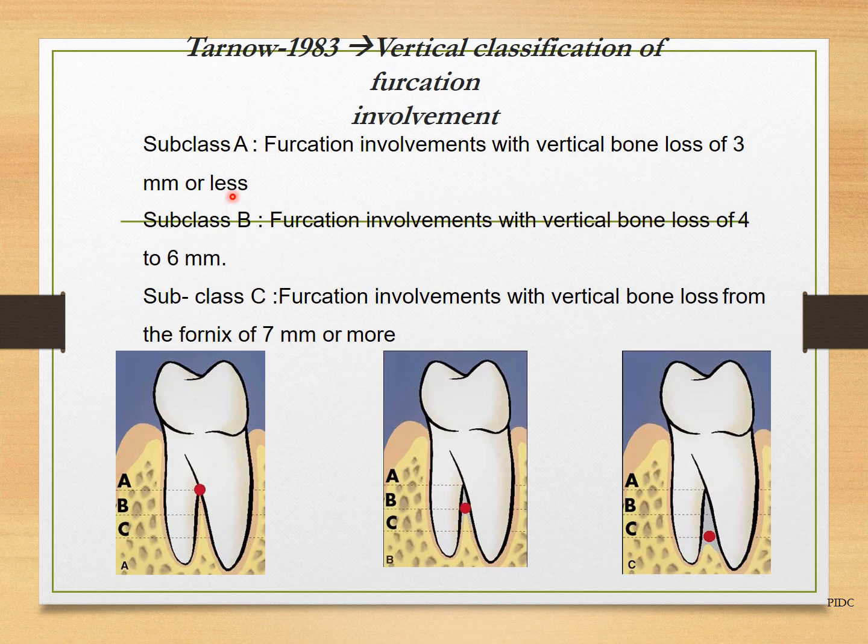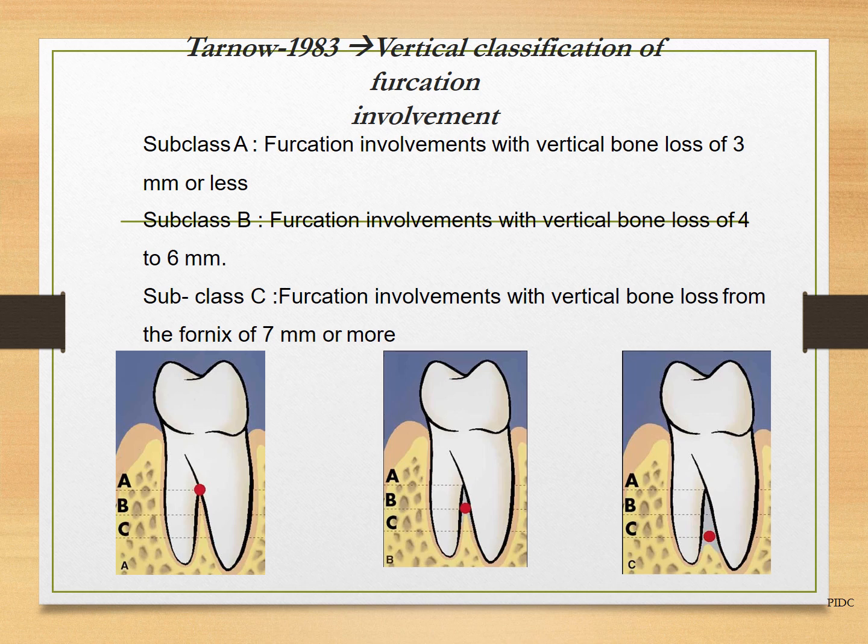Next comes Tarnow in 1984, who gave the vertical classification based on vertical bone loss. You can see that the first one, subclass A, is a vertical bone loss of 3 mm or less, and the second one, subclass B, is vertical bone loss of 4 to 6 mm, and subclass C is greater than 6, that is 7 mm or more. So these are the main three classifications of furcation involvement.